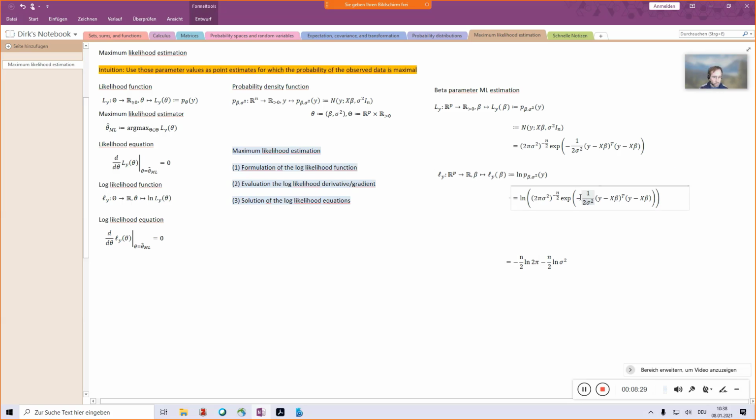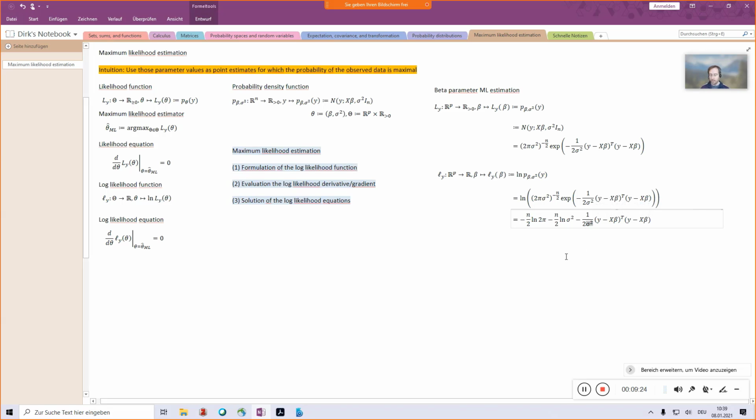the log is the inverse function of the exponential. So we get minus 1 over 2 sigma square times y minus x beta transposed, y minus x beta. So that's then our log likelihood function. Again, we consider it here as a function of beta. The y is fixed, and sigma square we for the moment assume known.